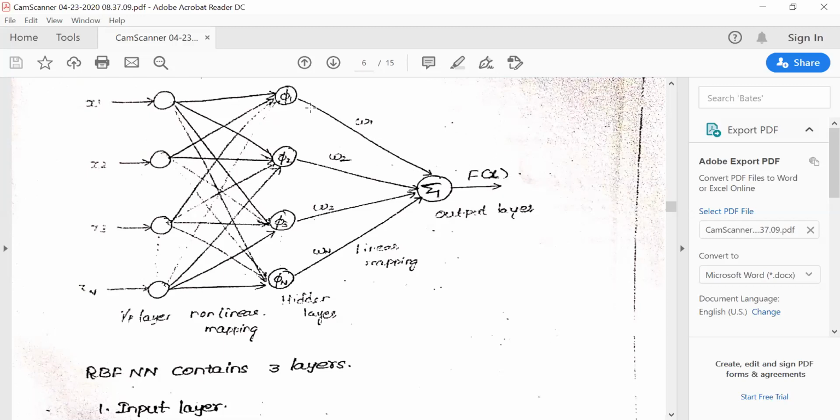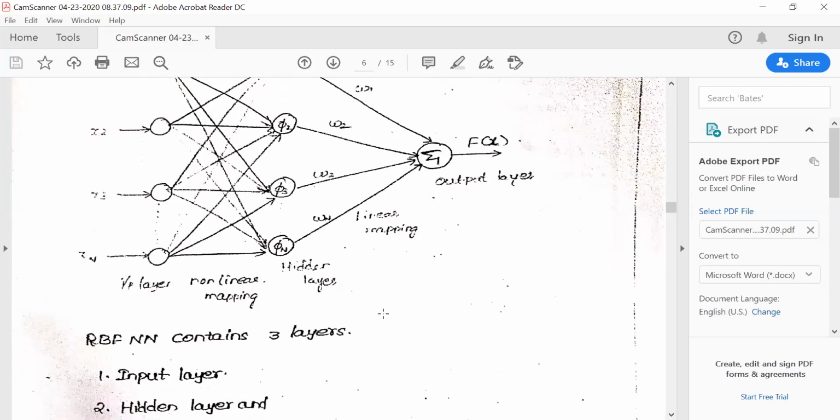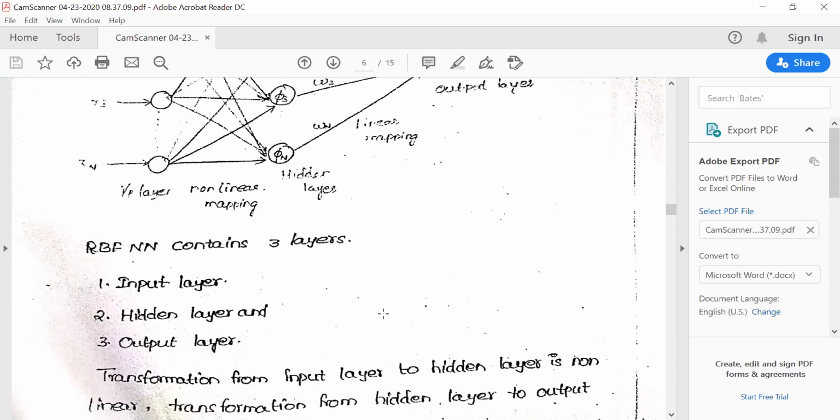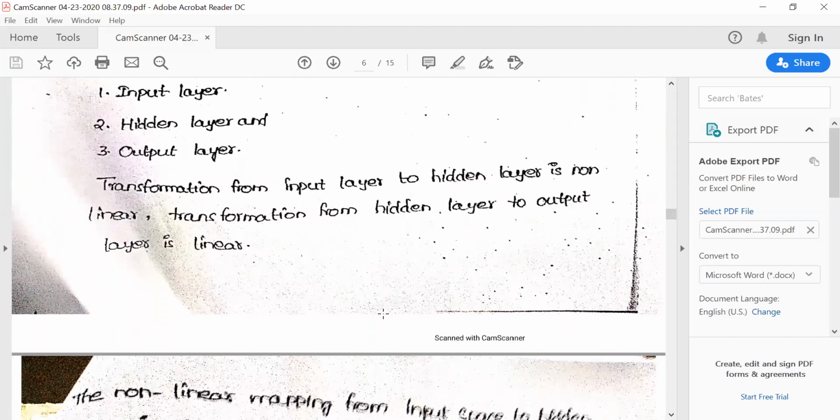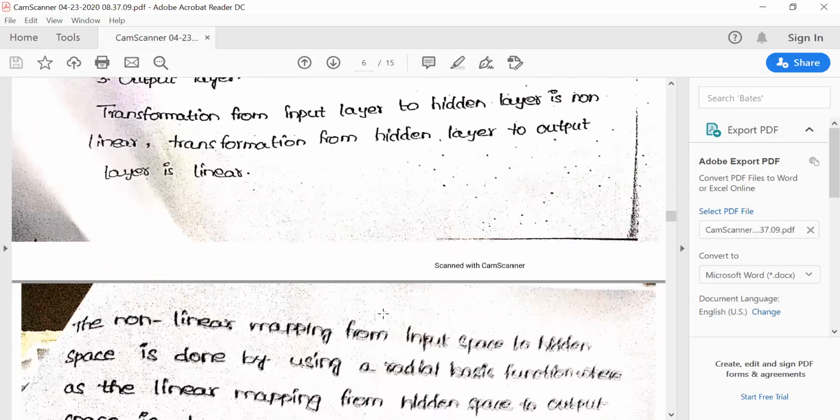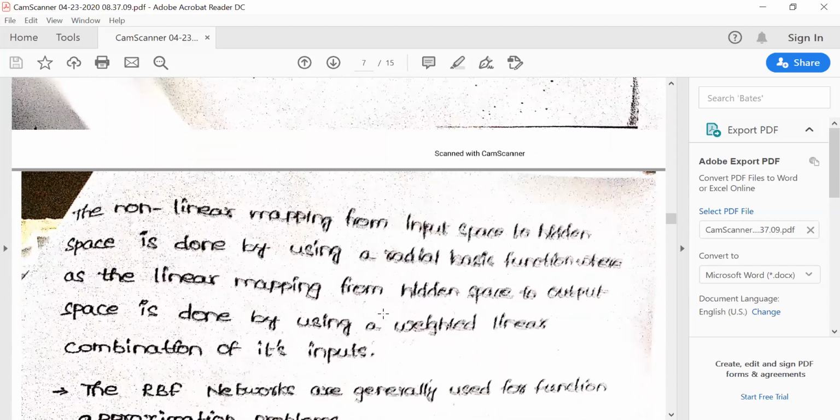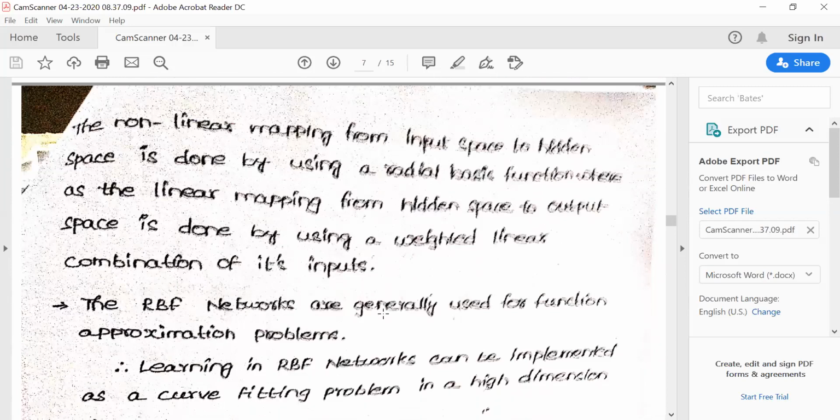Okay, so now you can easily identify what is going to be this f of x. f of x is going to be the summation of phi i of xi, multiplied by these weights. We'll see that later, Gaussian functions and all. So 3 layers: input layer, hidden layer. Input layer to hidden layer is nonlinear mapping. That's what is explained. You can write it in your own words.